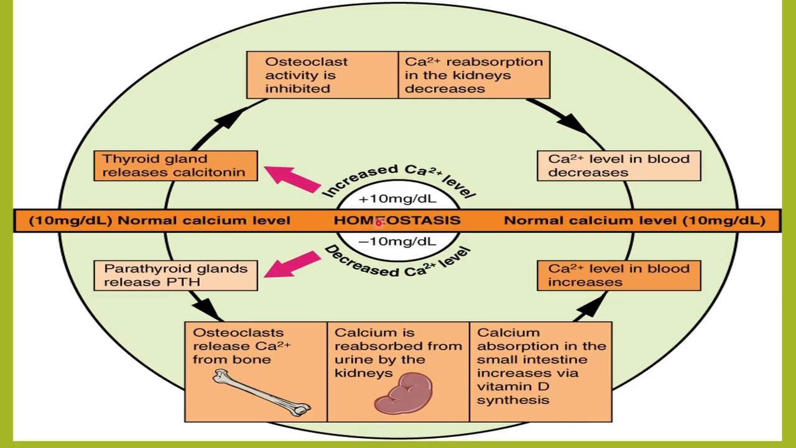So whenever the calcium level is increased, the thyroid gland releases calcitonin, osteoclastic activity is inhibited, calcium is deposited in the bone and calcium level decreases. Whenever there is decreased calcium level, the PTH comes into play, osteoclasts are activated, calcium is reabsorbed from the urine and calcium absorption also happens in the small intestine, and there is a rise in the calcium level in the blood.